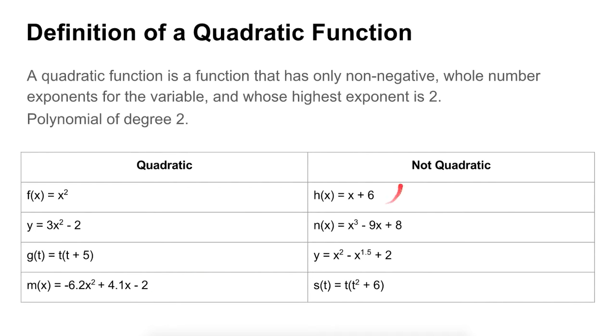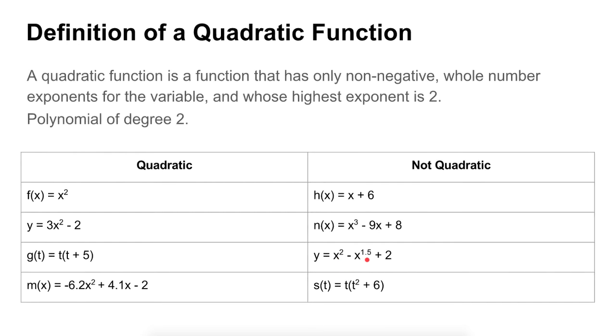So let's look over here at some non-quadratics. Hopefully you recognize this right away as a line. Highest exponent here is 1, right? x to the first power is x. Over here we have something that's cubic. It's x to the third power. Too big. Here, this looks good. We have x squared, x to the second power.